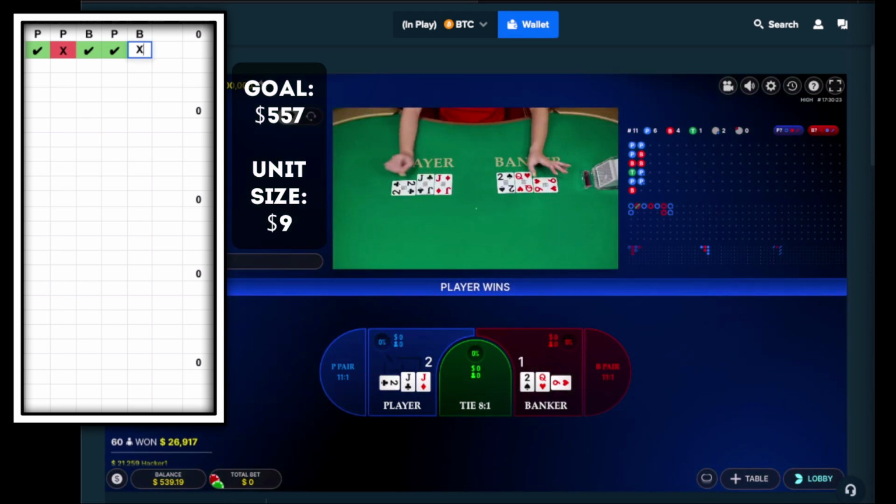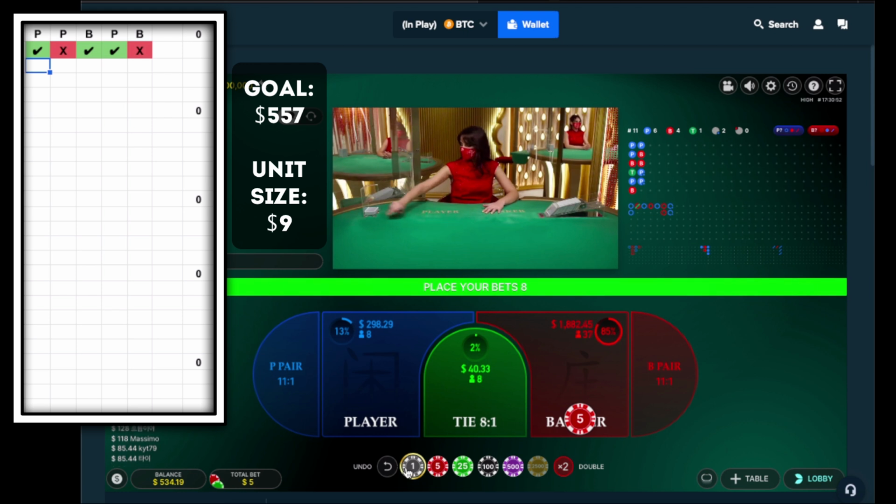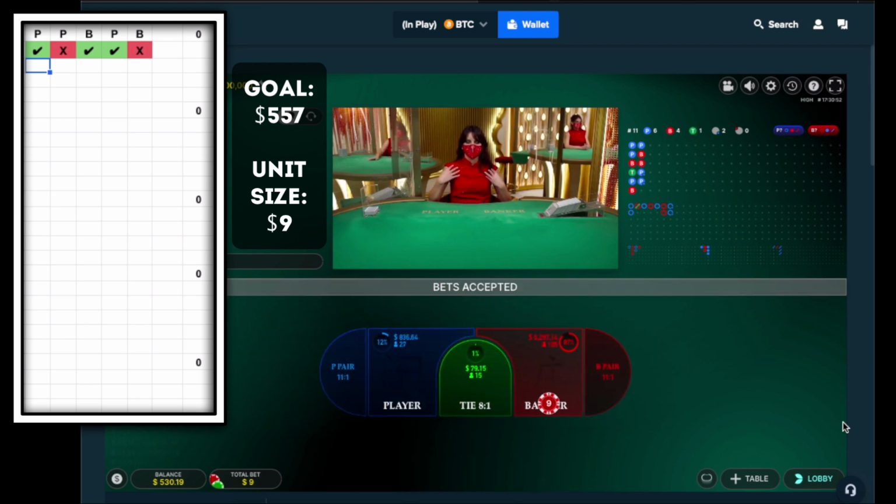Okay, player wins. That is an X. Here we go. I'm looking for the X here, so $9 on banker. Since we're up a little bit on our balance, I'm only looking for 2 units here. Okay, so my win goal will be 2 units and our stop loss will keep it at 3 units, okay?